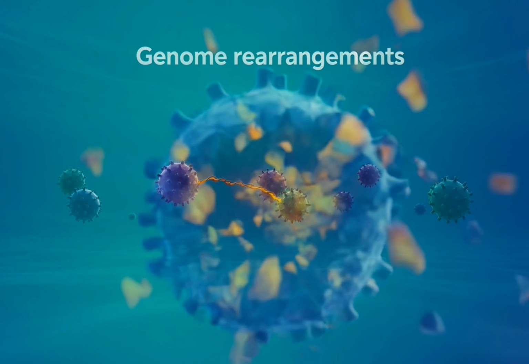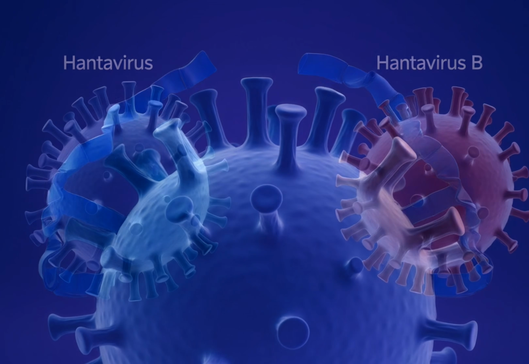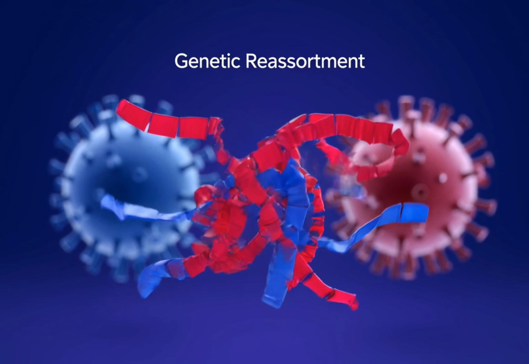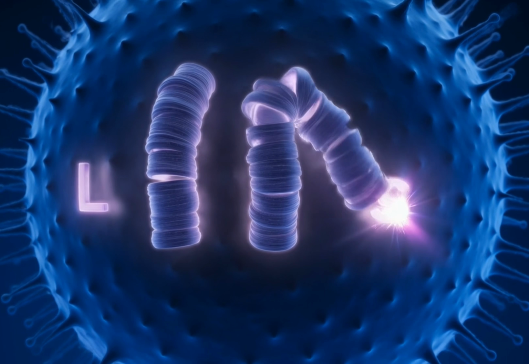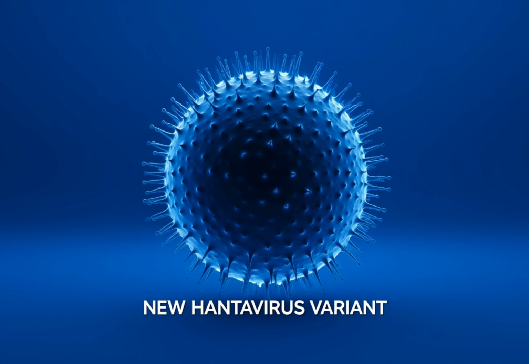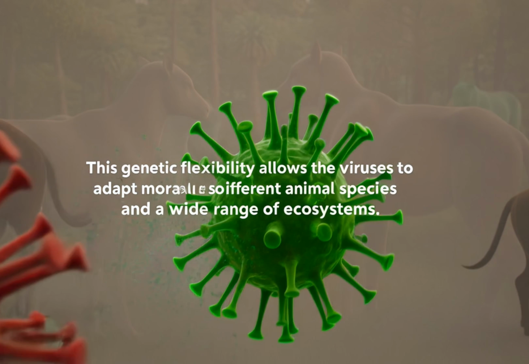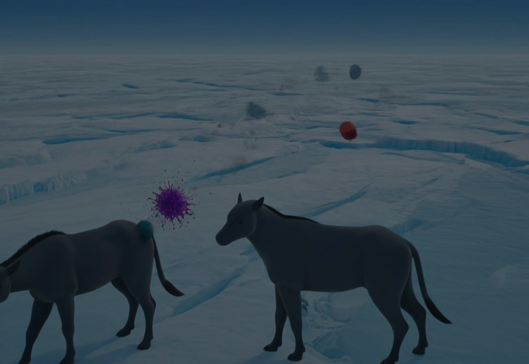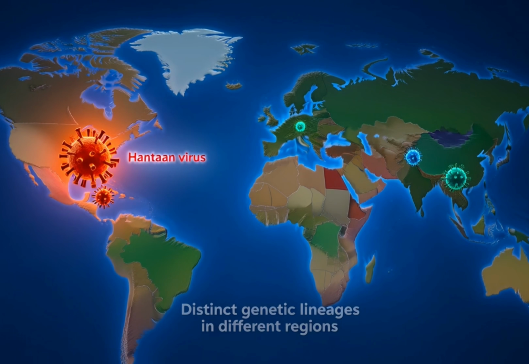Scientists believe the evolutionary history of hantaviruses is highly complex. This is largely due to frequent events such as host switching, cross-species transmission, and genome rearrangements. Because hantaviruses have a segmented RNA genome, genetic material from different viruses can combine together. This process is known as genetic recombination and reassortment. As a result, entirely new hantavirus variants can emerge. This genetic flexibility allows the viruses to adapt more easily to different animal species and a wide range of ecosystems.